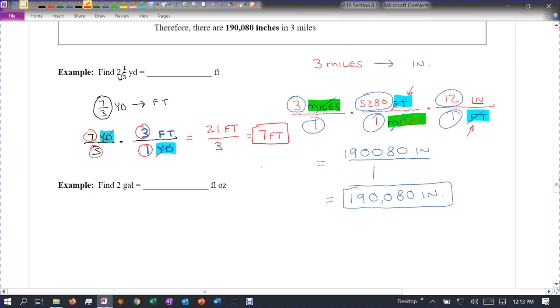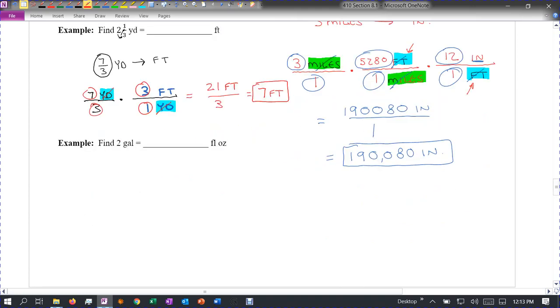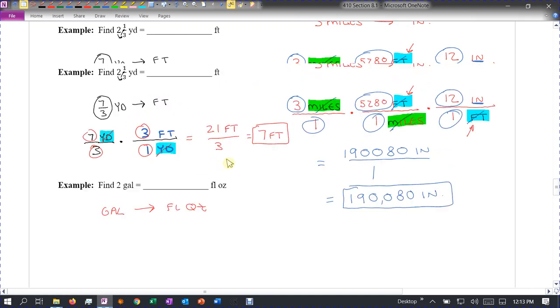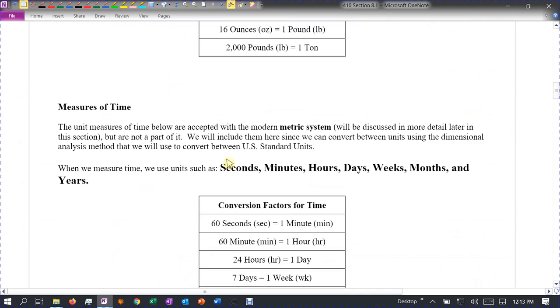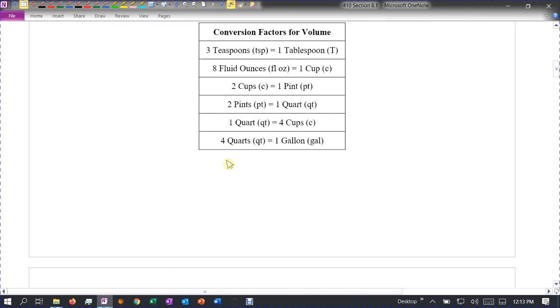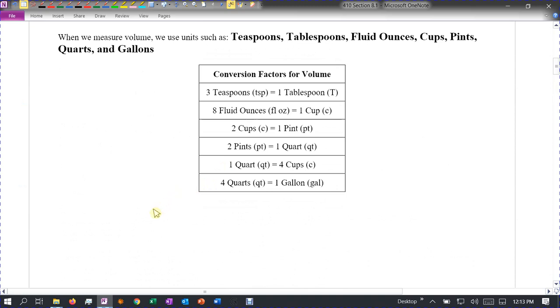Okay, let's do this next one. We want to go from 2 gallons over to fluid ounces. All right, so let's go look at our table. This is a measurement of volume, so gallons to ounces is what we're looking for. All right, so where do we have gallons to ounces? Well, we don't have gallons to ounces.